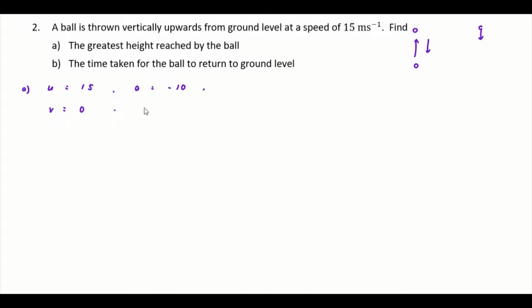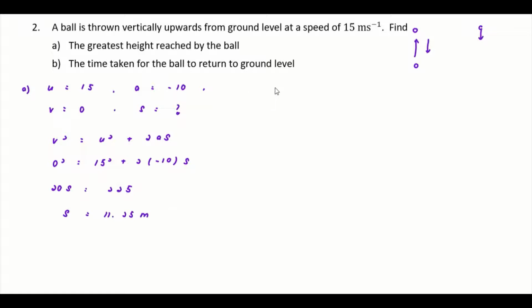Now we are finding the s. With u, a, v, s, we can use the formula v squared equals u squared plus 2as. We substitute the variables that we have: 0 equals 15 squared plus 2 times negative 10 times s. From here we get 20s equals 225, so s equals 11.25 meters. As simple as that.